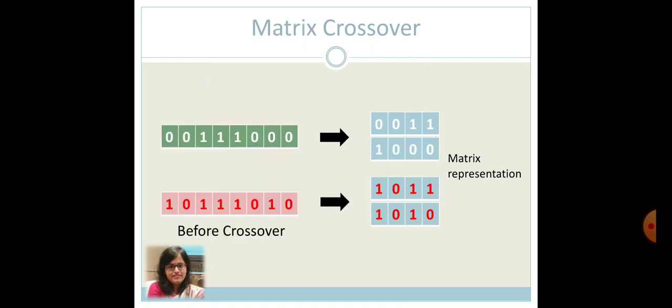Next we are moving to the matrix crossover. The parent gene first needs to be represented in the matrix format. Suppose the length of the parent gene is 1 row and 8 columns. We can represent it in the matrix format of 2 rows and 4 columns, right? The same thing is done for the second parent as well.